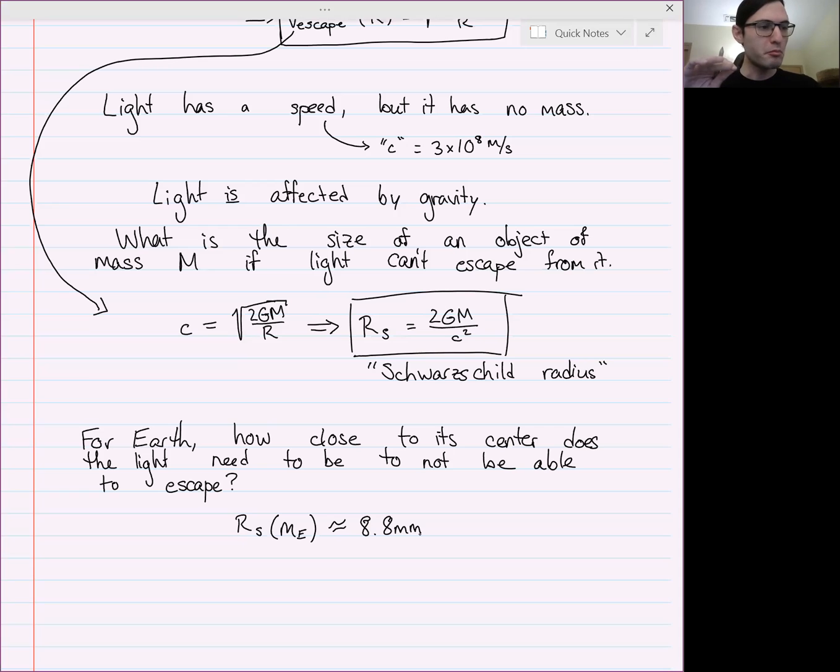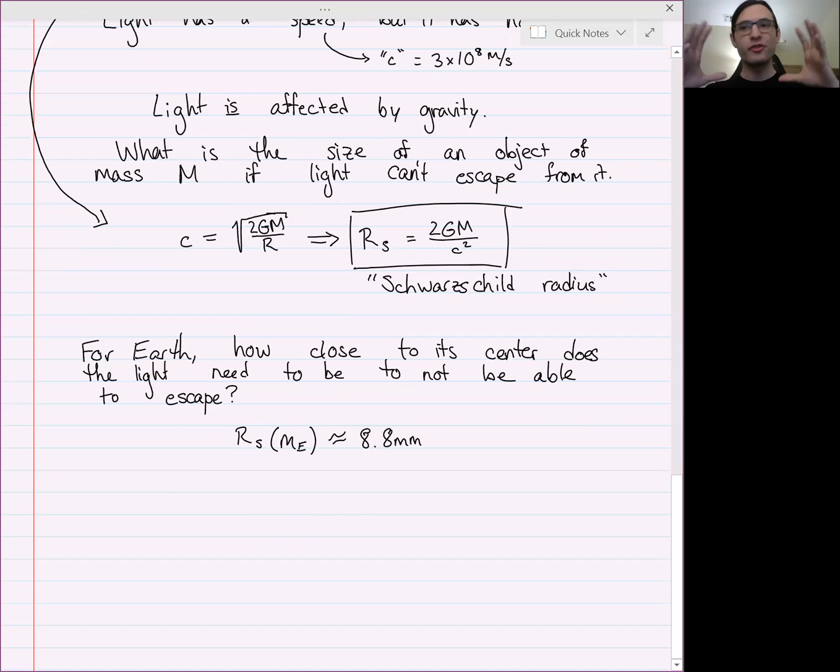So what it boils down to is if you took all of the mass of the Earth and you squished it down into something the size of, say, a pea, which is less than 8.8 millimeters across, and then took a flashlight and shined a light out from its surface, then that light would not be able to escape because all of the mass of the Earth would be pulling on it back towards the center. Whereas if you were to do this from the center of the real Earth, most of the mass is outside pulling it out. And so that mass just doesn't affect the light at all.